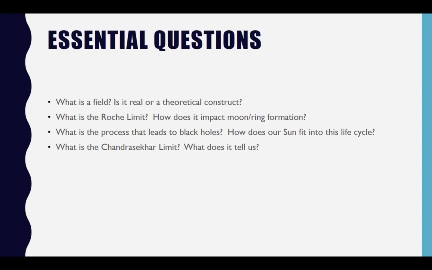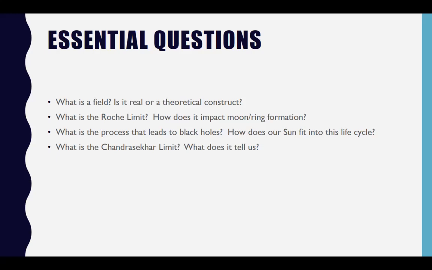When we start looking at planets like Saturn, this Roche limit comes in big. And so we have to understand what it is, what it does, and how that relates to gravity. Number three: what is the process that leads to black holes? How does our sun fit into this life cycle?